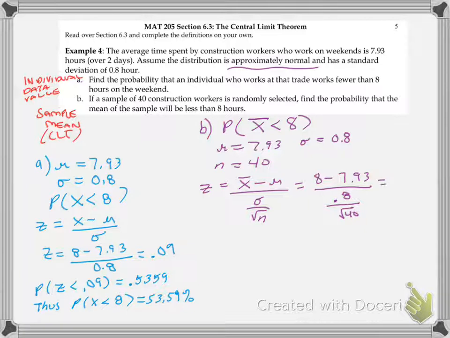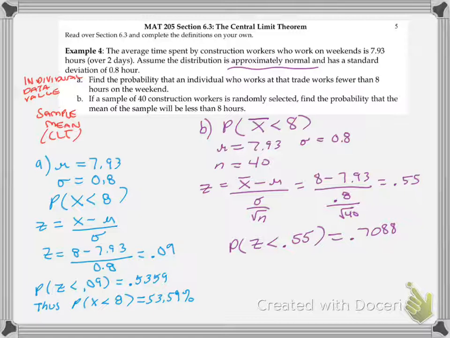So this equals 8 minus 7.93 divided by 0.8 divided by the square root of 40, which is, I believe, 0.5. Or for some reason I have 0.55, so you can let me know if that's wrong. I have different answers, so you can let me know if it's 0.5 or 0.55. Go out 2 places, right? Because your Z chart goes out 2 decimal values. All right, so this is 0.7088.